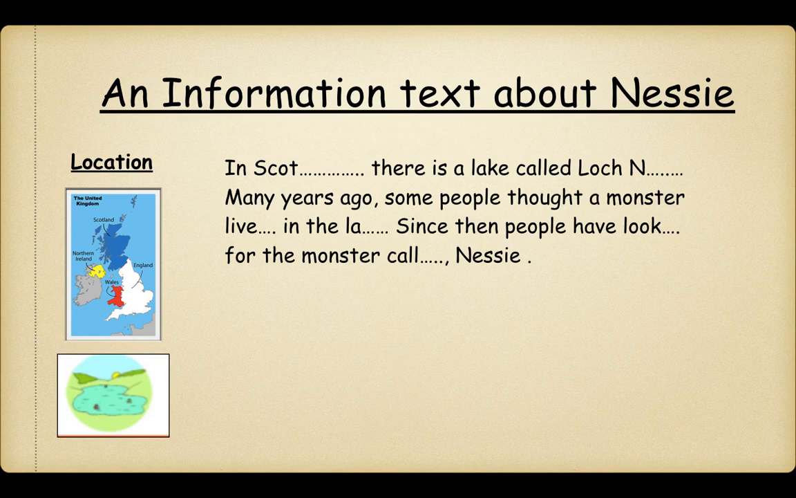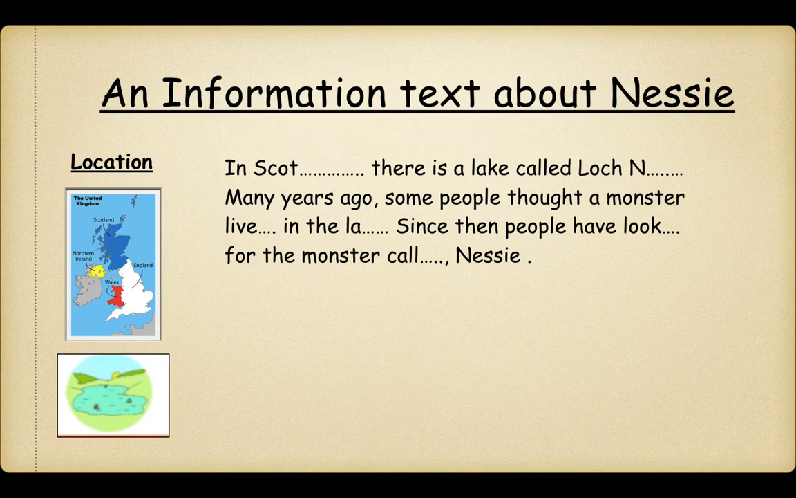So I'm going to read this information text. In Scotland, I've missed off the word land. In Scotland, there is a lake called Loch Ness. Many years ago, some people thought a monster lived in the lake. Since then, people have looked for the monster called Nessie. Do you think you can fill in the missing words or letters at the end of the ones that have those dots after them? I'll read it one more time.